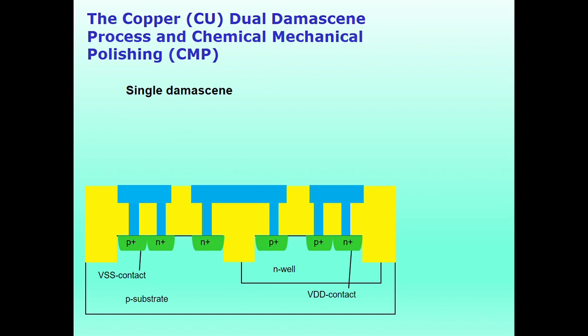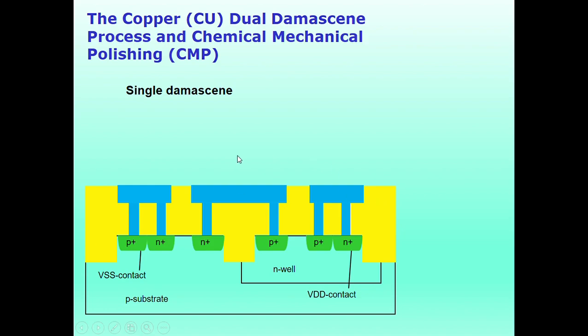The dual Damascene process is performed in two steps. In the first step, the copper is deposited electrochemically by using the electroplating technique. In the next step, the excess deposited copper is removed by applying chemical mechanical polishing or CMP techniques. In this slide, I will show you the animation of the whole process.